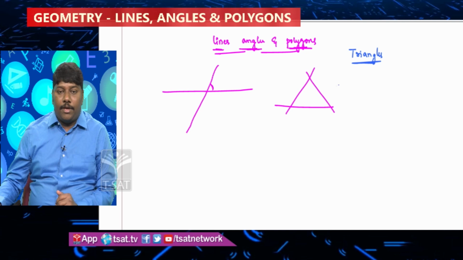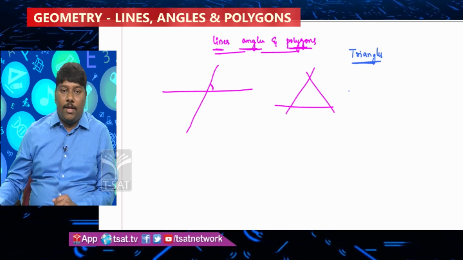If four lines are intersected, a polygon is formed. We call it a quadrilateral, like a square, a rectangle, a rhombus, trapeziums, and their properties and their perimeter.